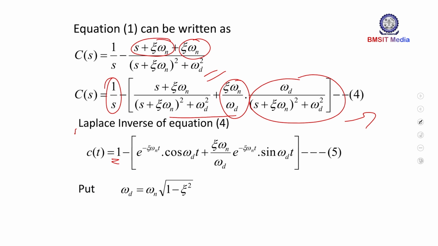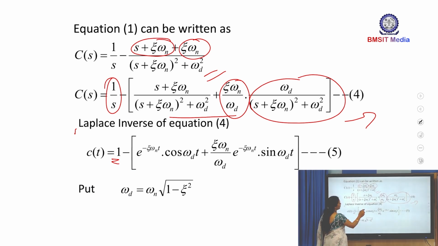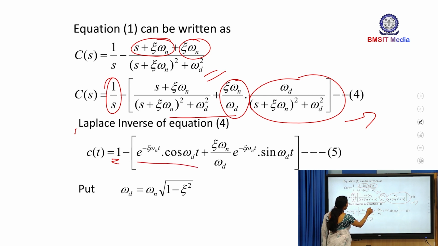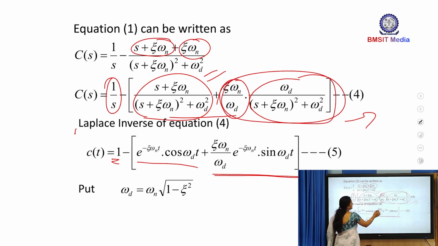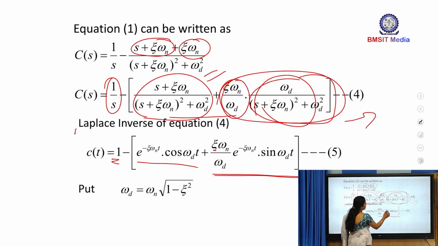Now what about the other terms here? The other terms what I will be getting is the first term here, that is nothing but this term. So the inverse Laplace transform for this is e to the power of minus zeta omega n t into cos of omega d into t. And for the second term, that is this total second term, zeta omega n by omega d is a constant term. So for this, if I take the inverse Laplace transform, it is e to the power of minus zeta omega n t into sine of omega d t.